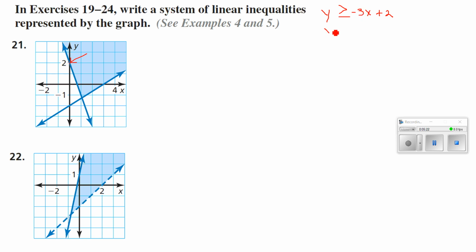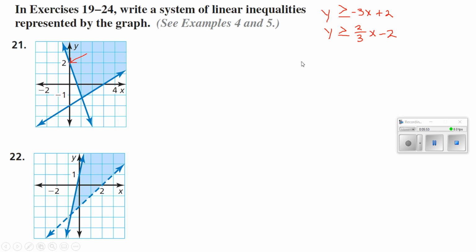Now the next one is also a line, so I'll put a line there. It's also shaded above it, so I'm also going to put greater than, and it says it's crossing through negative 2. And let's see, my slope for this one, it goes up 2 and over 3. So this would be a positive 2/3. And those would be my two systems.